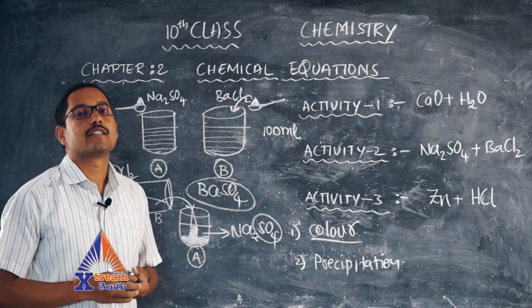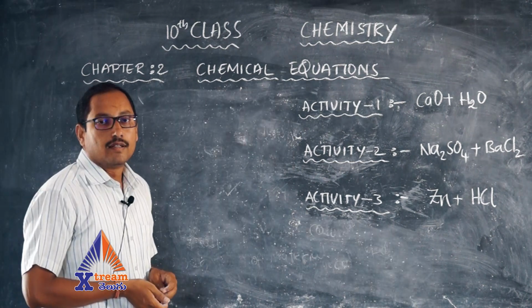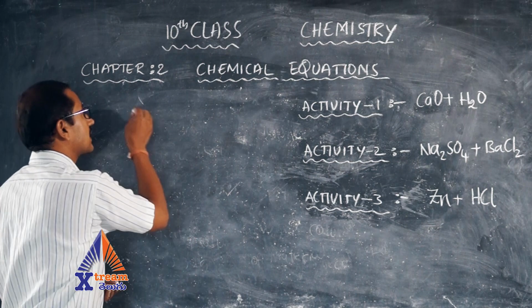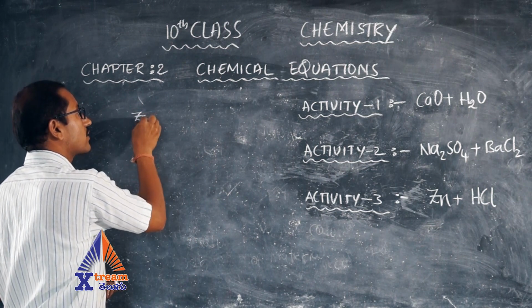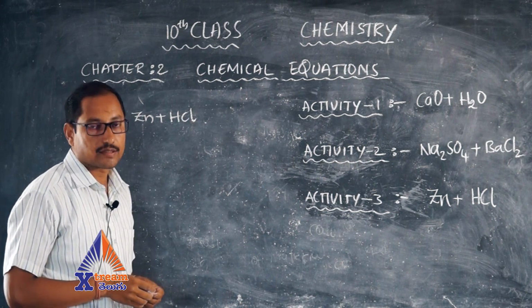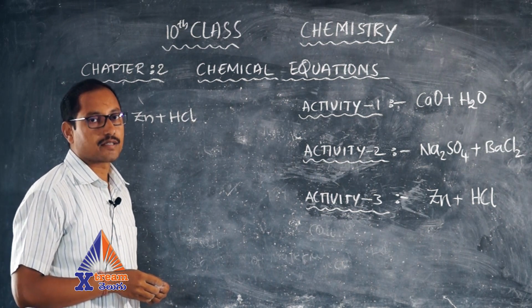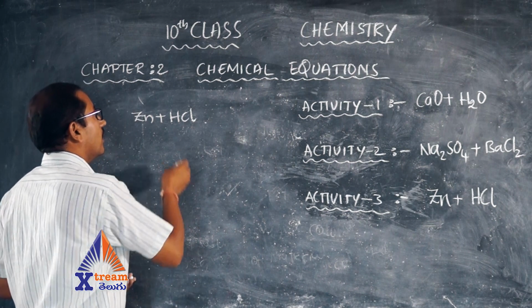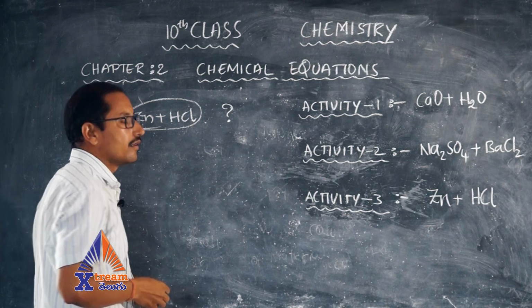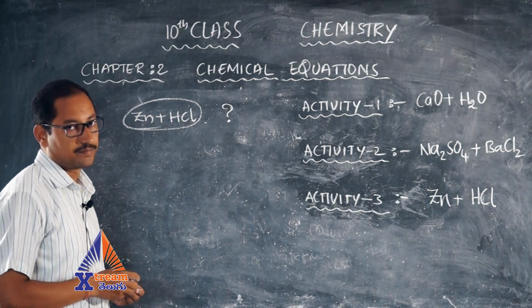This is activity number 2. Now let us see activity number 3. Activity number 3 is nothing but the reaction of zinc with hydrogen chloride, that is hydrochloric acid. In this reaction, what will happen? Let us try to understand.